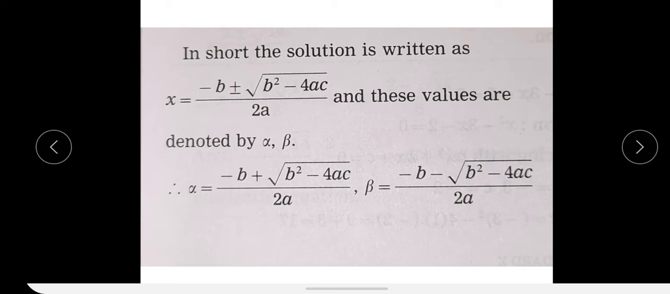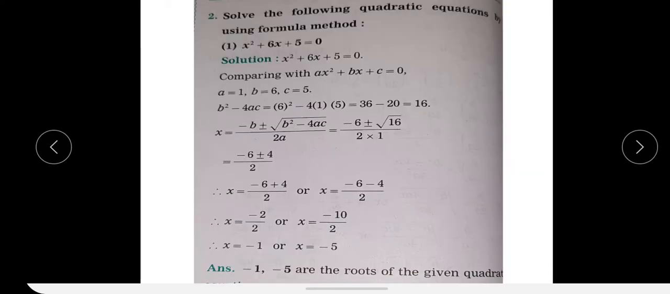Now consider the example. Solve the following quadratic equations by formula method. First example is x square plus 6x plus 5 is equal to 0. First of all, write down the given equation as it is, and then write comparing this equation with ax square plus bx plus c is equal to 0.